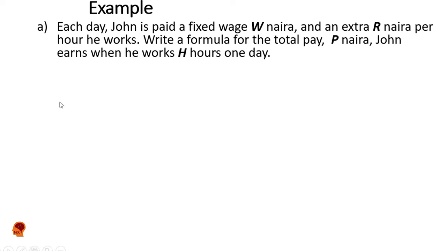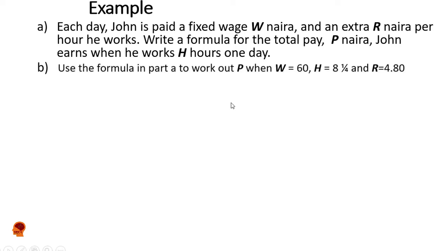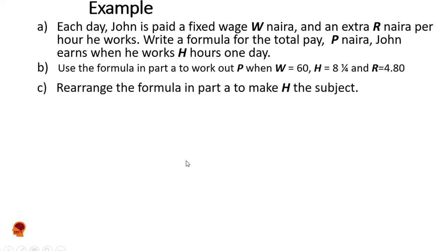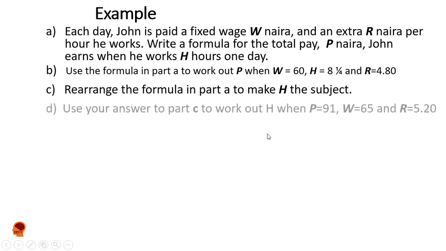Alright, so let's take an example on the screen to explain further. Example A says, each day John is paid a fixed wage, W naira, and an extra R naira per hour he works. Write a formula for the total pay. B says we would use the formula in part A to work out P when W is this, H is that, and R is that. C says we are going to rearrange the formula in part A to make H the subject of the formula, and then D, we are going to use the formula in part C to work out H.